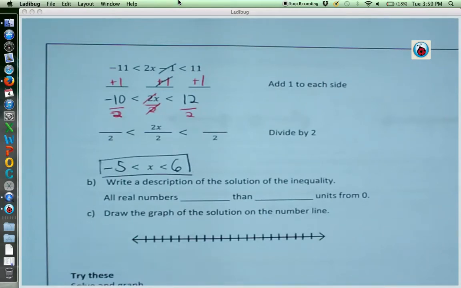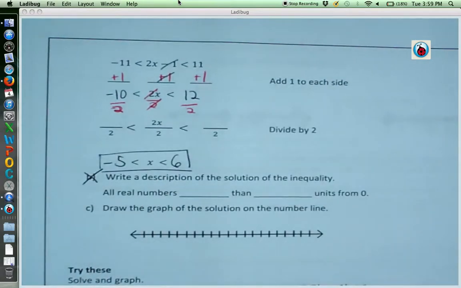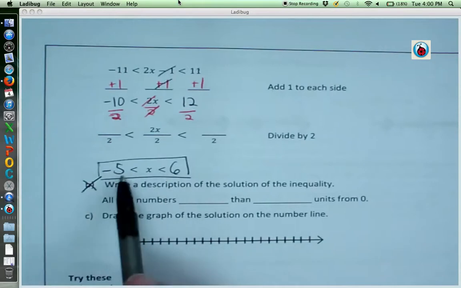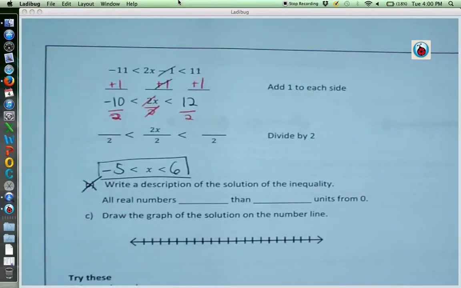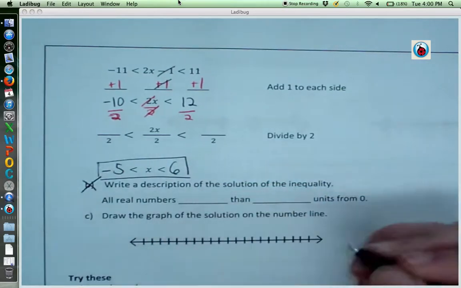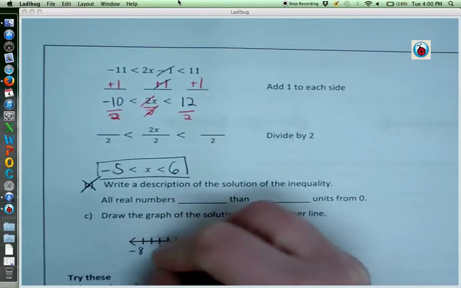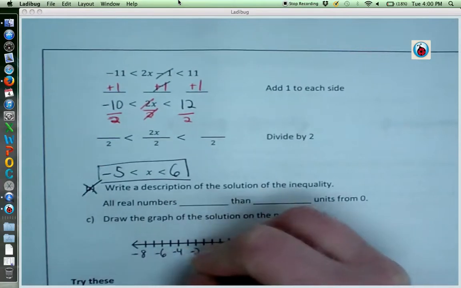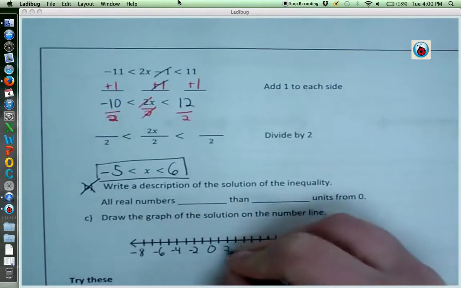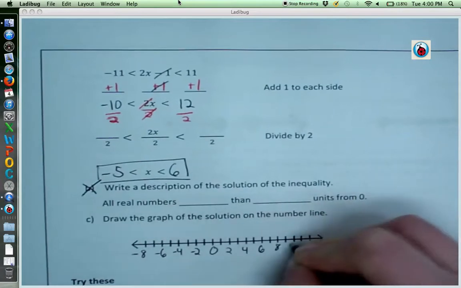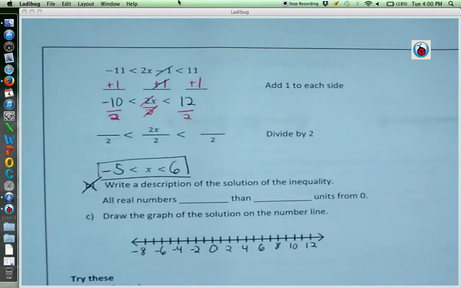All right, I'm going to skip part B, and I'm going to skip straight to the number line. I want to make sure that 0 is part of my number line. I definitely want to make sure that I have negative 5 and positive 6. So I am going to count by 2's again. I'm going to start at negative 8, negative 6, negative 4, negative 2, and 0, then 2, 4, 6, 8, 10, 12. Definitely have negative 5 and positive 6.